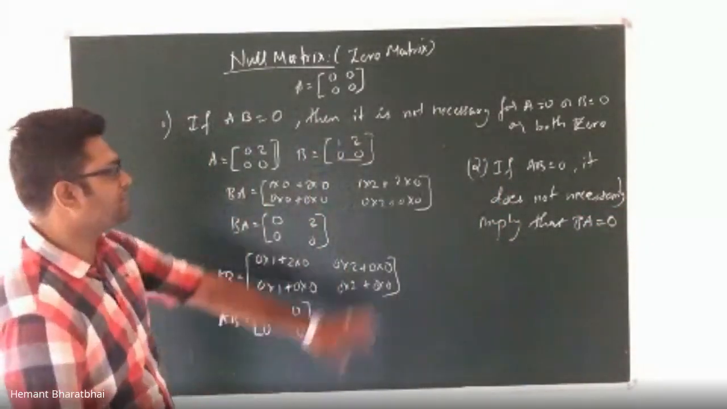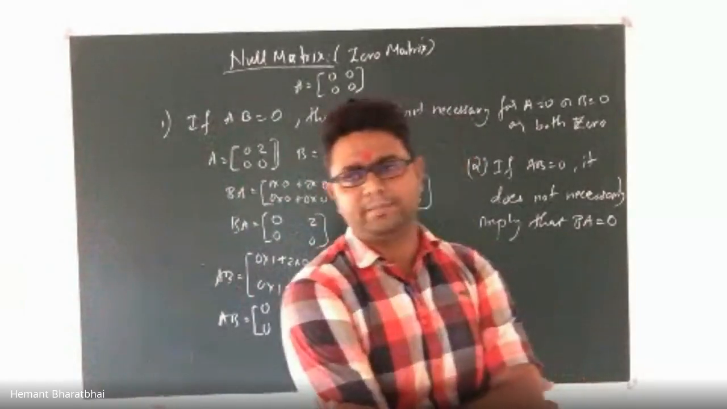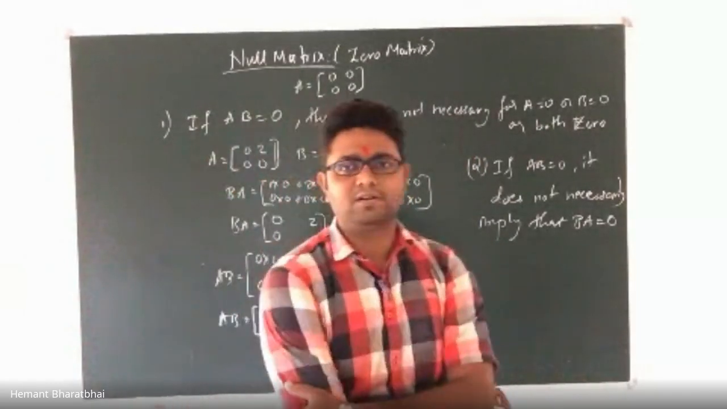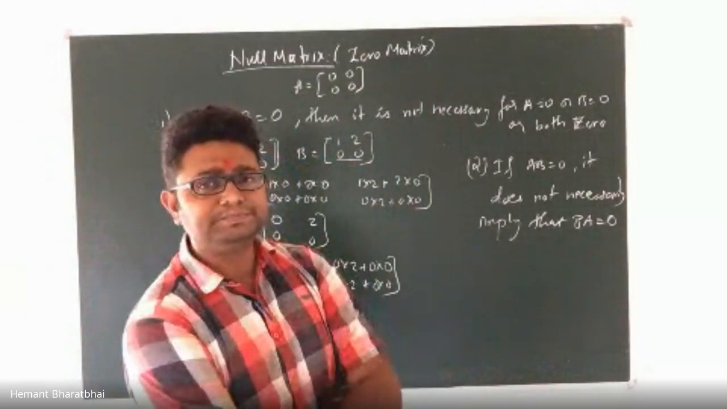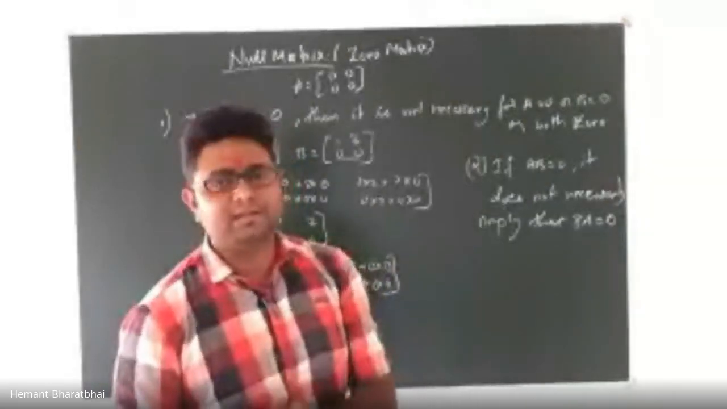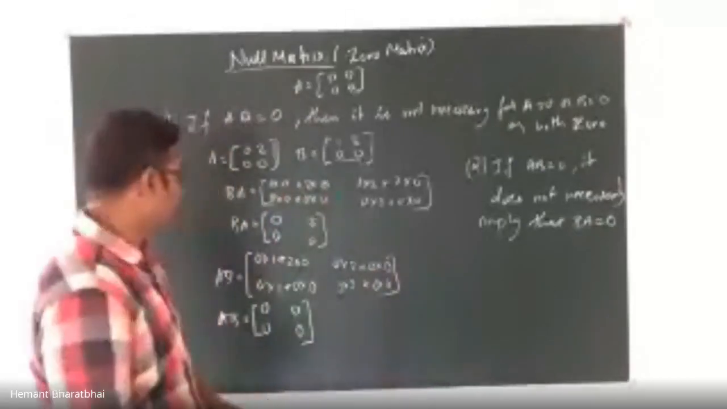In the first property I am saying that if AB is 0, then it doesn't mean that A is 0 or B is 0. Even if both are non-zero, I can have the product of two matrices as 0. In the second property I am saying that if A into B is 0, then it doesn't mean that B into A should also be 0. So that is what I proved over here.